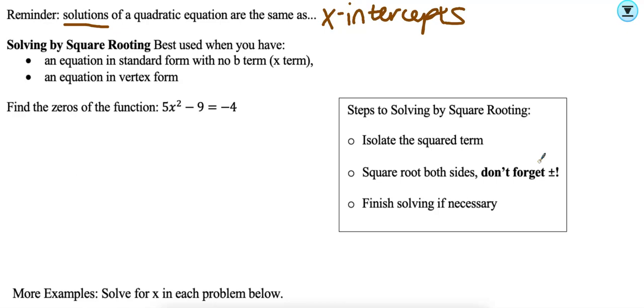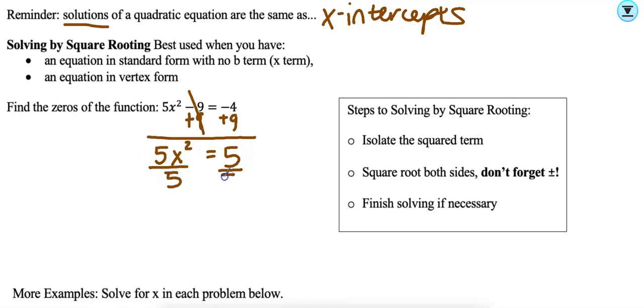This equation is good for solving by square rooting because I have no x term. I don't have an x right here. Like an equation, I'm going to do the opposite to both sides, add 9, add 9. Negative 4 plus 9 will be a 5, equals, drop down 5x squared. Keep solving as if this is a one-step equation, divide by 5, divide by 5. So x squared is equal to 1.